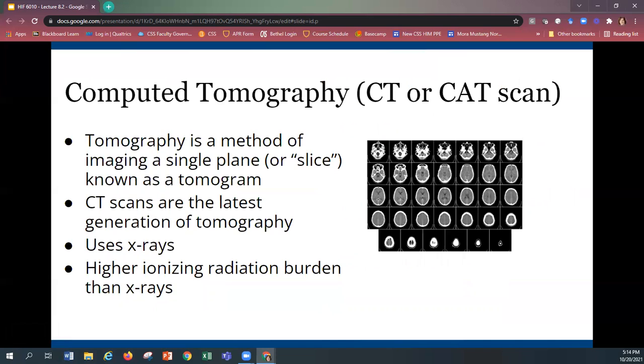Tomography is a method of imaging a single plane or slice known as a tomogram. CT scans represent the latest generation of tomography equipment available. Like radiography, CT scans use X-rays to take pictures. However, CT scans can have a higher ionizing radiation burden than X-rays, so care is taken with regards to use.